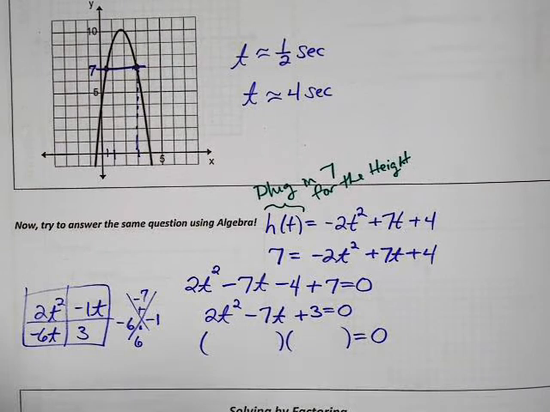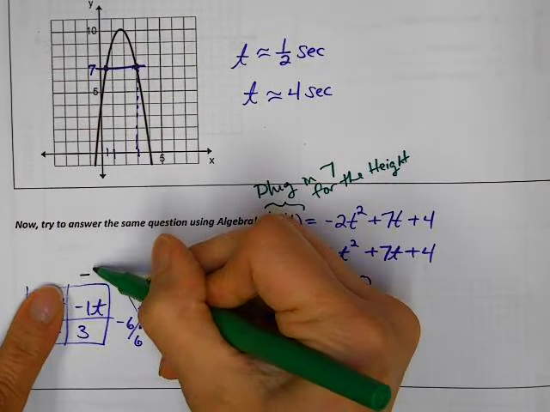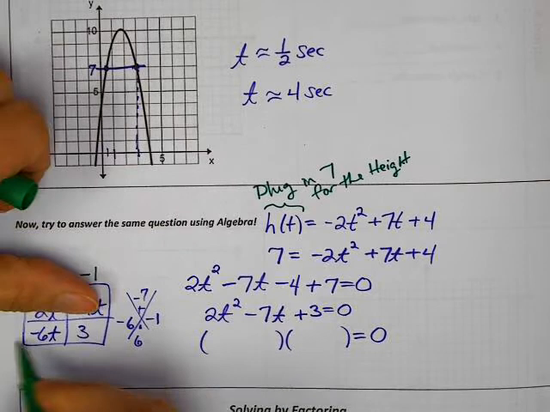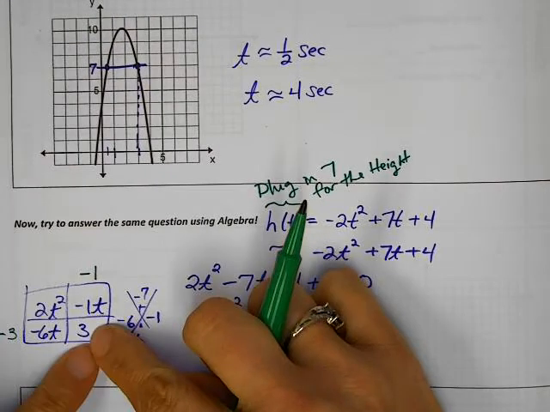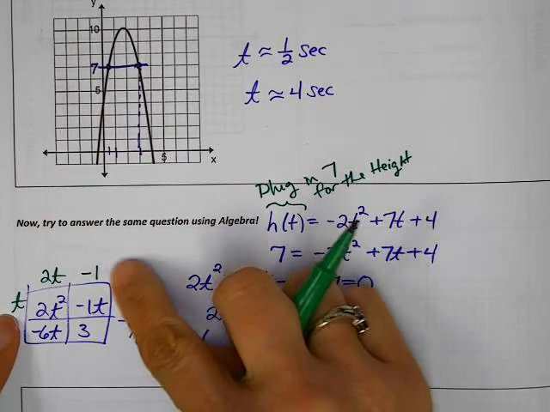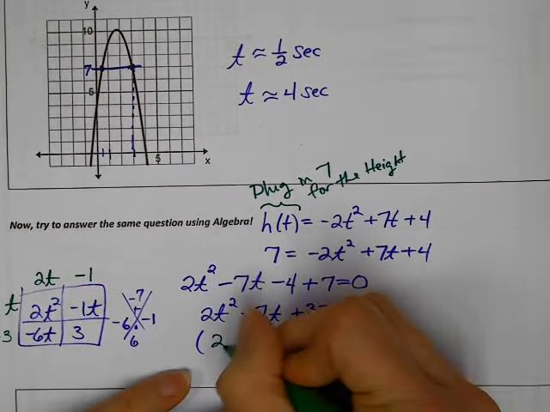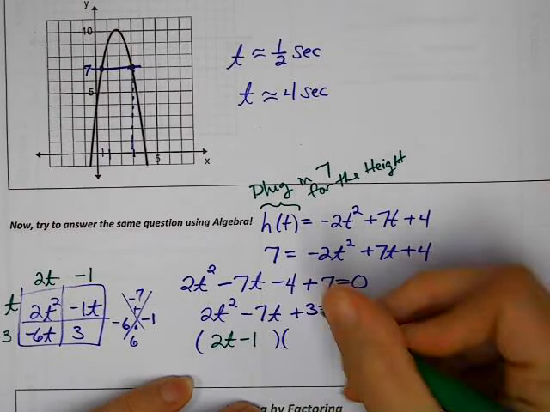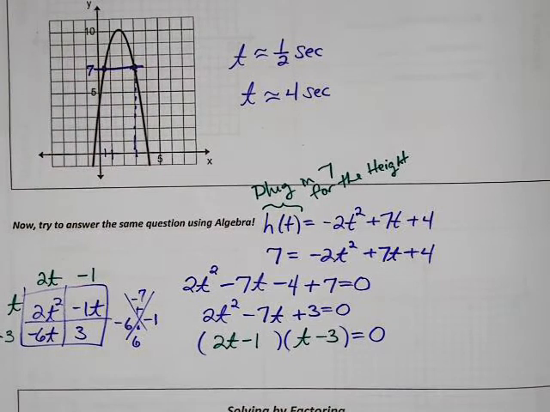Let's go ahead and do our factoring. If it starts with a negative, let's take out a negative 1. Here I'm going to take out a negative 3. Does that work? Good. This is going to be a 2t and a t, and it checks. So our factors are 2t minus 1 and t minus 3.